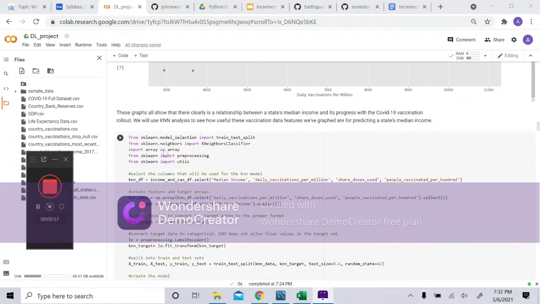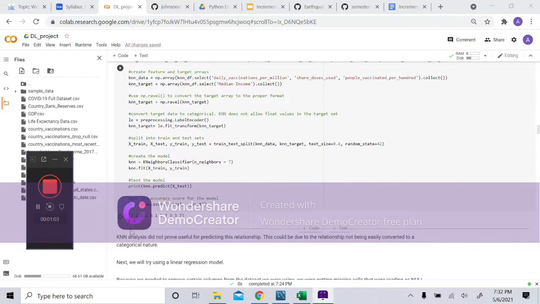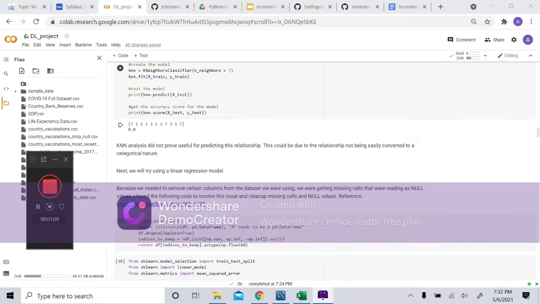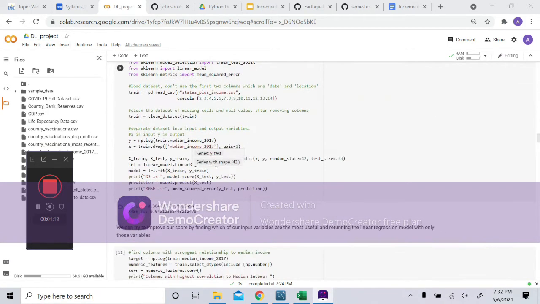Next, I tried to do KNN analysis on the US vaccination and median income data sets. However, it didn't prove useful. I think that this was because of the categorical data, or it not being categorical data. And then I did the linear regression model, and that actually ended up having a pretty good fit here. It had a low RMSE, which means the model is fitted well to the data.